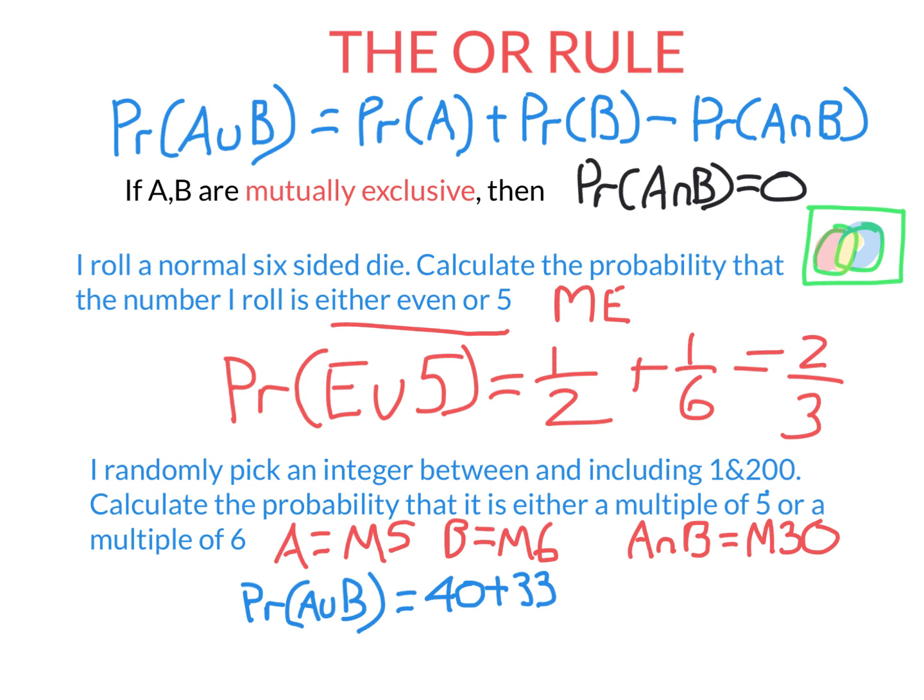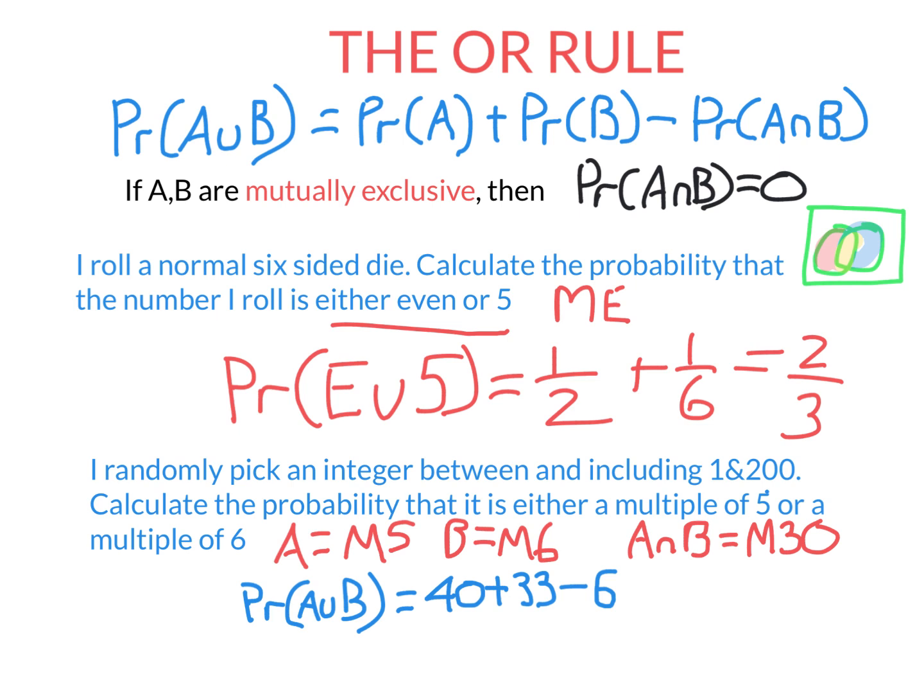So how many numbers between, including, 1 and 200 are multiples of both? Well, 200 divided by 30 is 6.6 recurring. 30 times 6 is 180. There are 6 multiples of 30 that are less than or equal to 200.